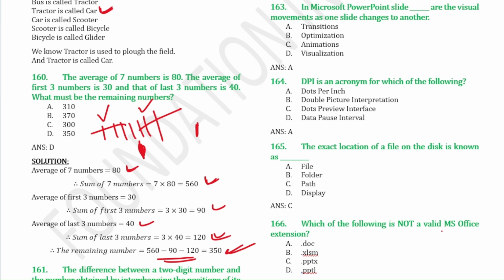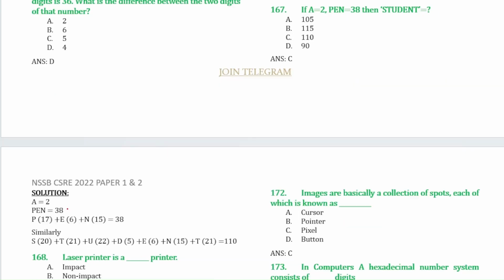Which of the following is not a valid MS Office extension? So PPTL is not a valid extension for MS Office. Next question, if A is equal to 2, pen is equal to 38, then student will be how much? So A is equal to 2, that means B will be equal to 3, C will be equal to 4, D will be equal to 5, okay? It's going on.